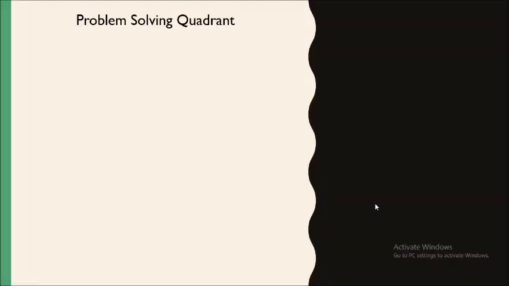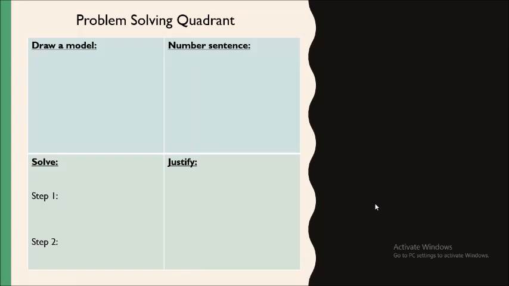We're going to be using a problem-solving quadrant, like this one, to basically organize our work and show all our strategies. This is not the first time you've seen this. Over here, we are going to draw a model. Then we're going to construct our number sentence. Then we are going to solve step 1 and step 2. And then we will justify the answer to ensure that it's true.